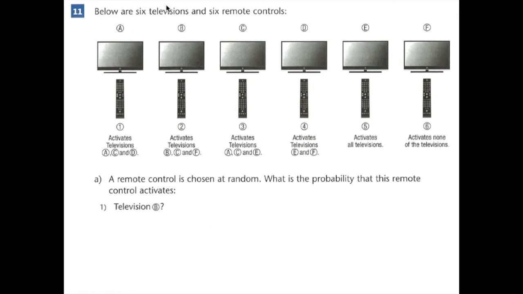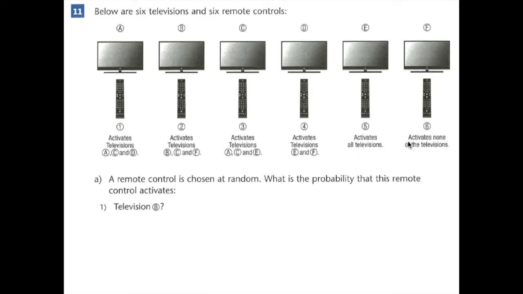Question 11. Below are 6 televisions and 6 remote controls. Remote 1 activates television A, C, and D. Remote 2 activates television B, C, and F. Remote 3 activates television A, C, and E. Remote 4 activates television E and F. Remote 5 activates all the TVs.